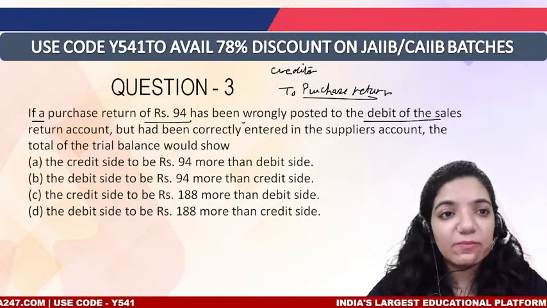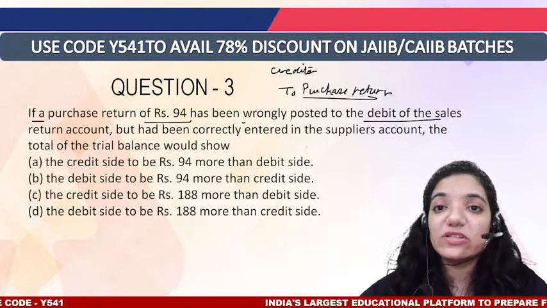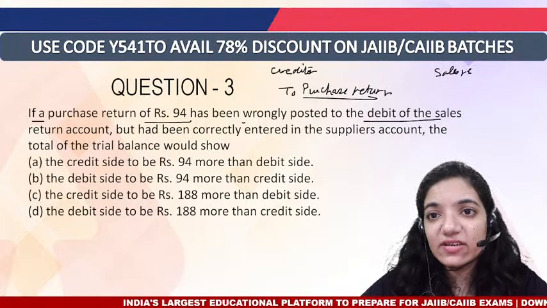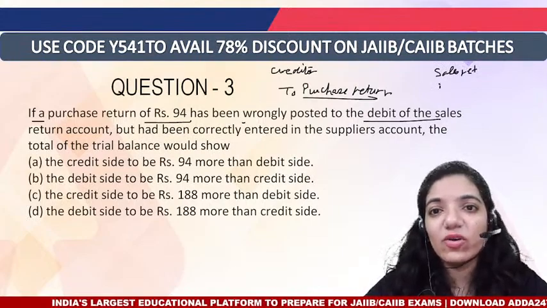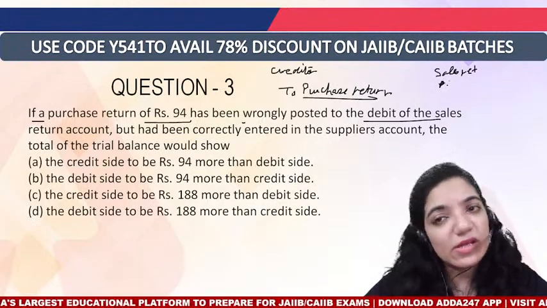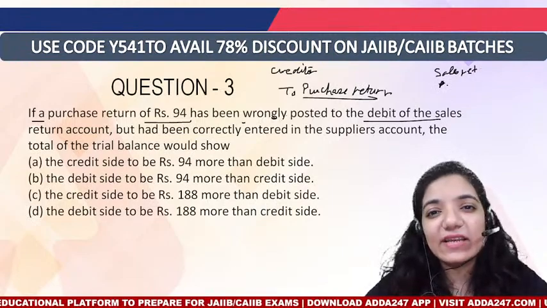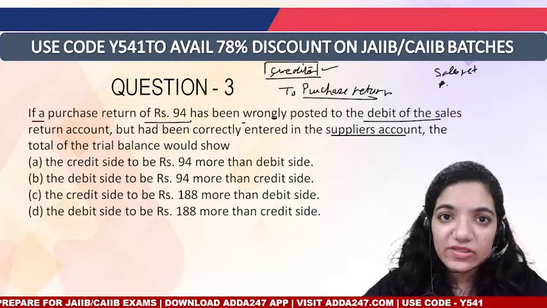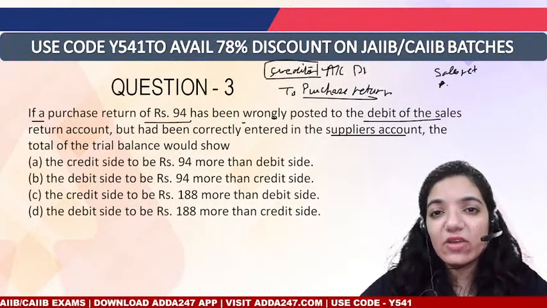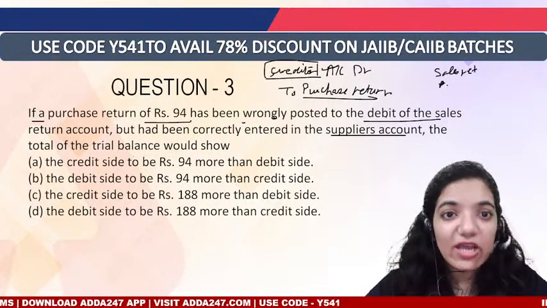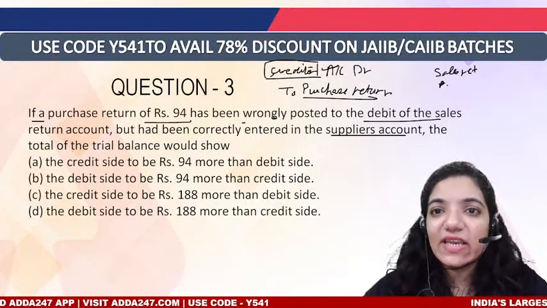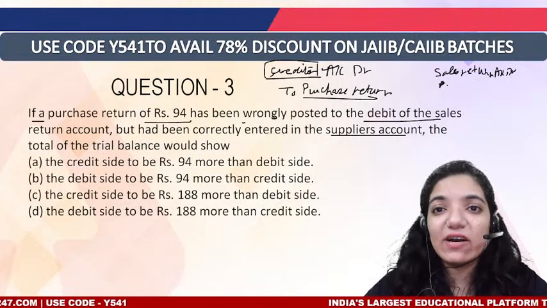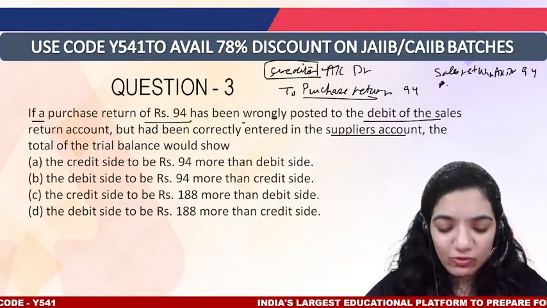But what have we done? If purchase return of 94 has been wrongly posted to the debit of the sales return account, that means there's a sales return. This has been written as sales return, but had been correctly entered into the supplier's account. That means this particular person is sorted. There is no mistake when we were not noting down the scenario of the creditor. The total of the trial balance would show. Now the point is it has been treated as a sales return on the debit side while it should be a credit item. What would you do with this?